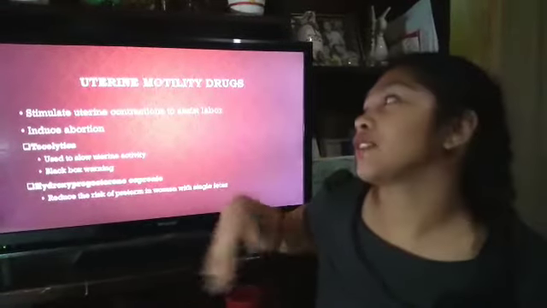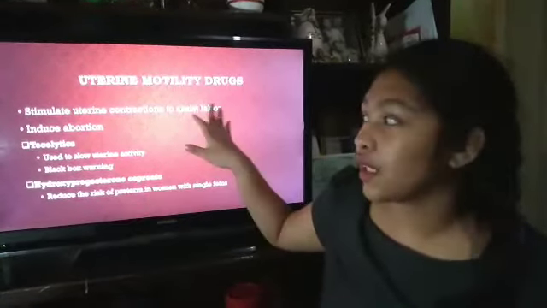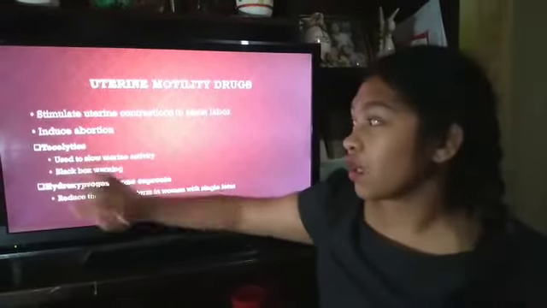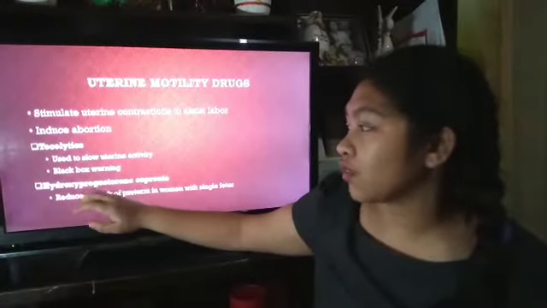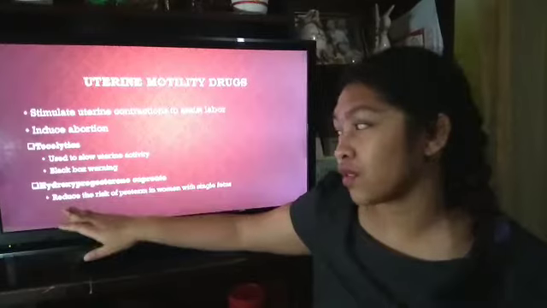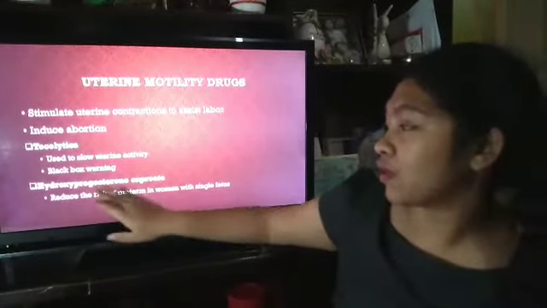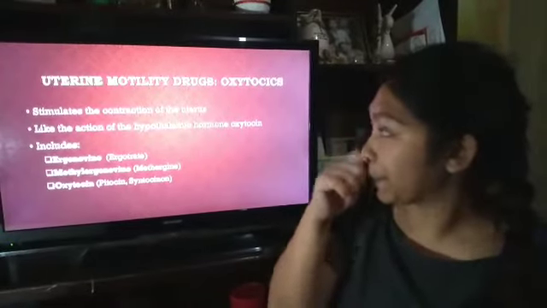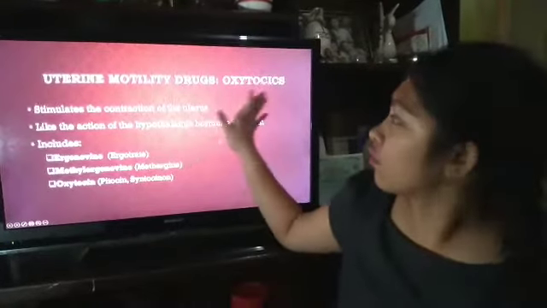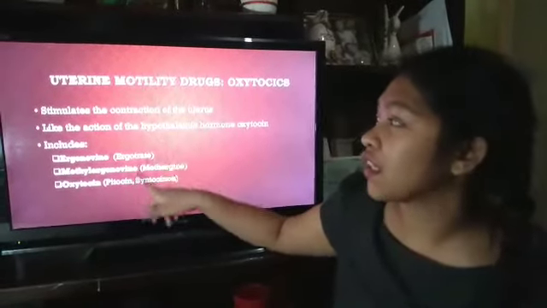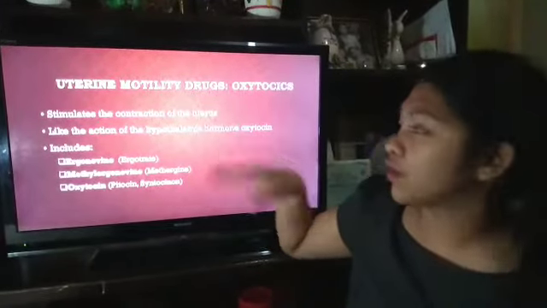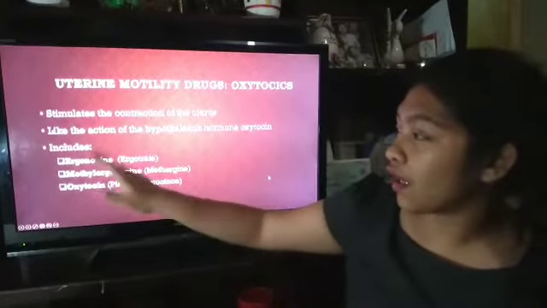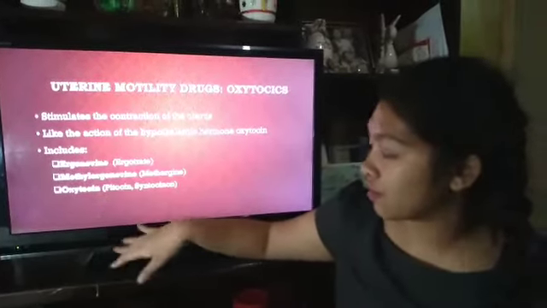Uterine motility drugs. These are drugs that stimulate the uterine contractions to assist labor or to induce abortion. Tocolytics are used to slow uterine activity. Hydroxyprogesterone caproate reduces the risk of preterm birth in women with a single fetus. For oxytocin, under uterine motility drugs, it stimulates the contraction of the uterus, like the action of the hypothalamic hormone oxytocin. It includes ergonovine and this one.